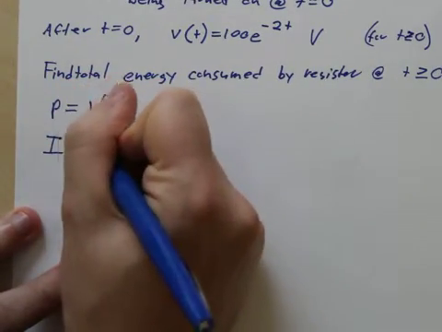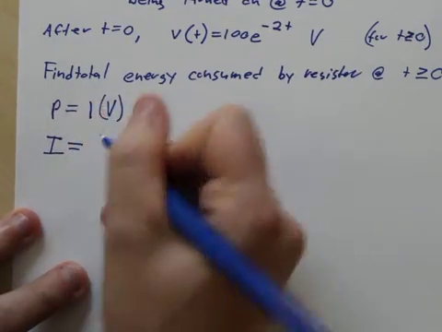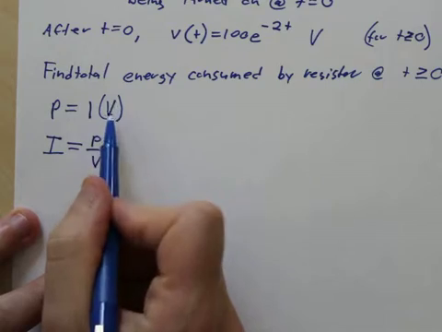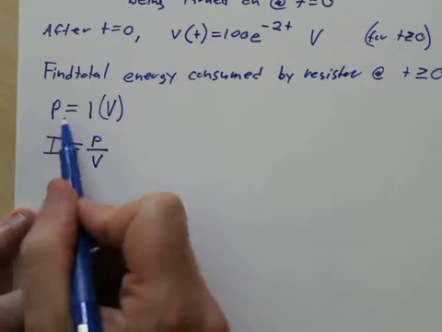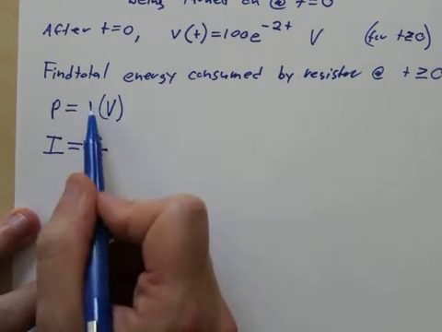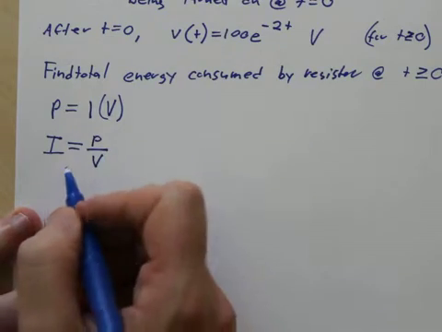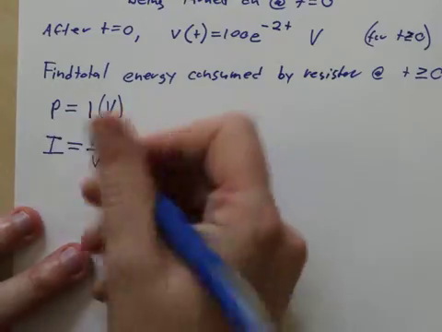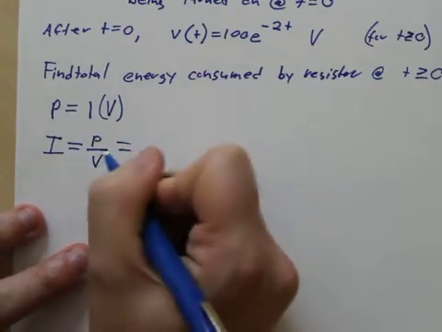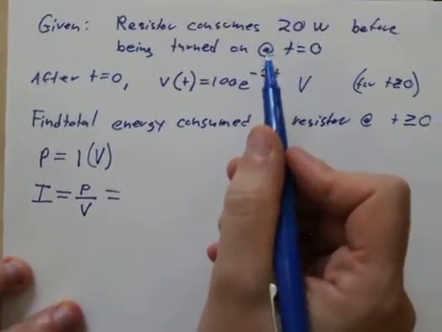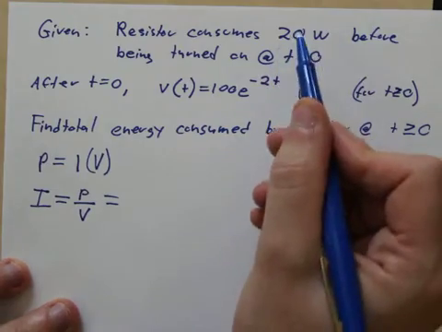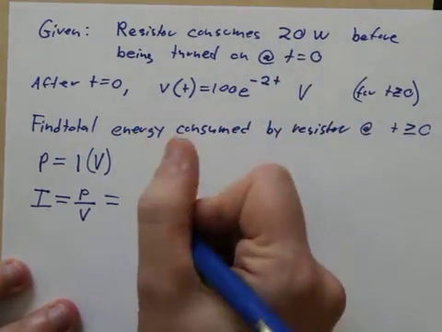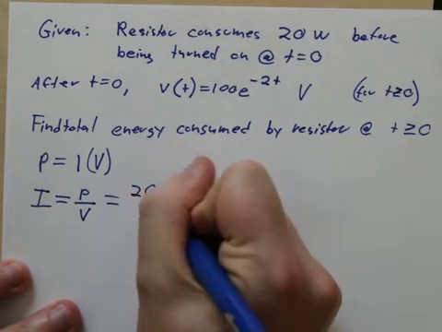So we're going to rearrange. Current equals power over voltage. All I did was pull this one over, so the P comes down underneath, and that equals I. So I equals P over V. So what do we got for this one? At t equals 0, remember, we go back up here, we've got 20 watts as our power. So we're going to go back down here and do 20.